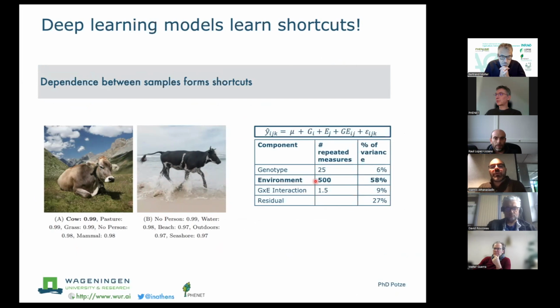Similarly, what we have in this GEM data is we have a very strong influence of the environment component. And this is why the deep learning models tend to learn this shortcut that estimates the effect of the environment, but fails to learn effectively the other components like the genotypic or the G-by-E interaction effects.